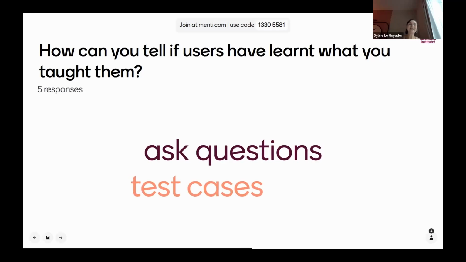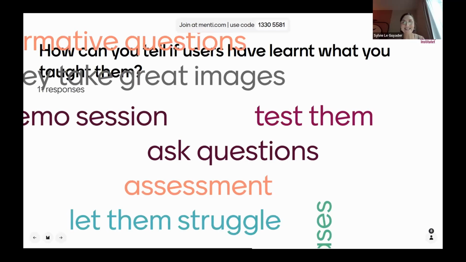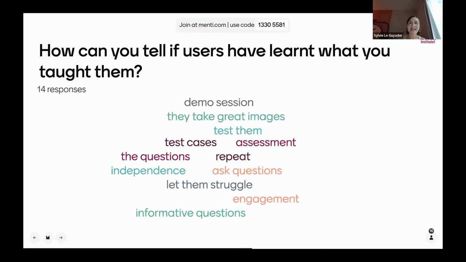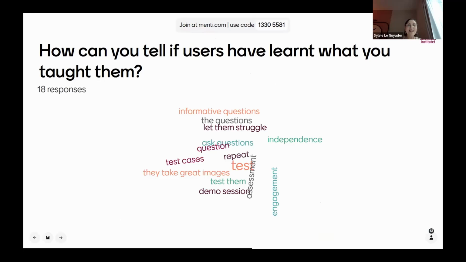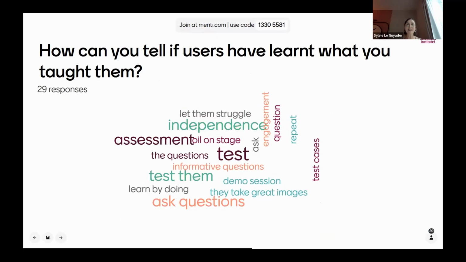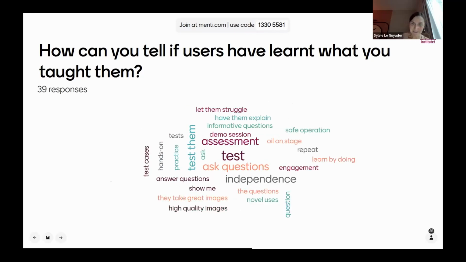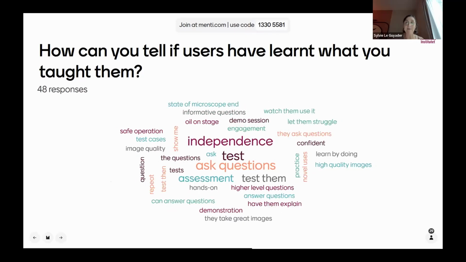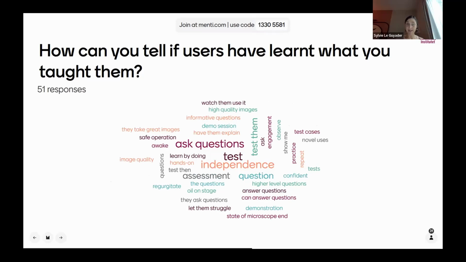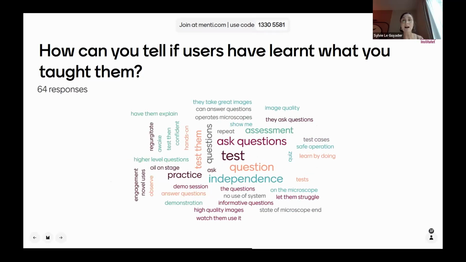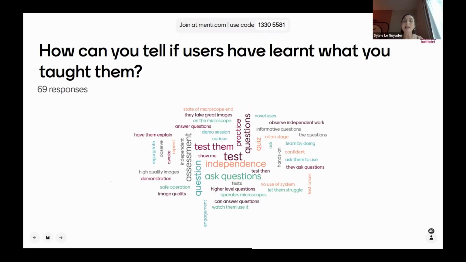Oh, yes, that's a big one. We ask questions, we test them. Yes, we have demos to question. They take great images. So if they take great images, certainly it means that they know. It depends what we mean with great images. We have to test them. And as you can see, we test their independence, maybe. We ask them questions, we quiz them.